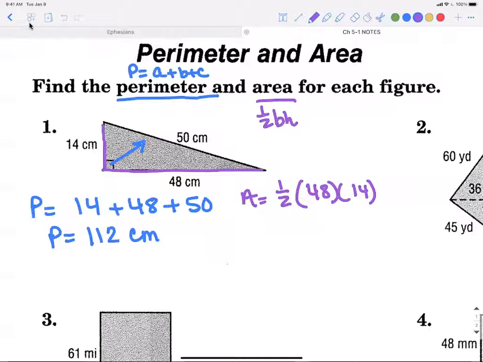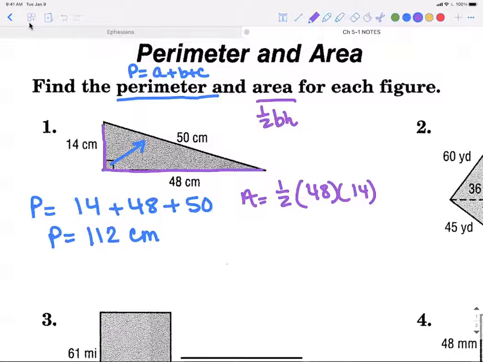And honestly, if I were you, what's the decimal equivalent to 1/2? 0.5. If I were you, in your calculators, I would just put 0.5. It's so much easier than trying to put in a fraction, especially with your cheapy calculators. I don't even, on mine, I have a fraction button where I could actually put 1/2 times base times height. It's more time. I just put in 0.5 times 48 times 14.